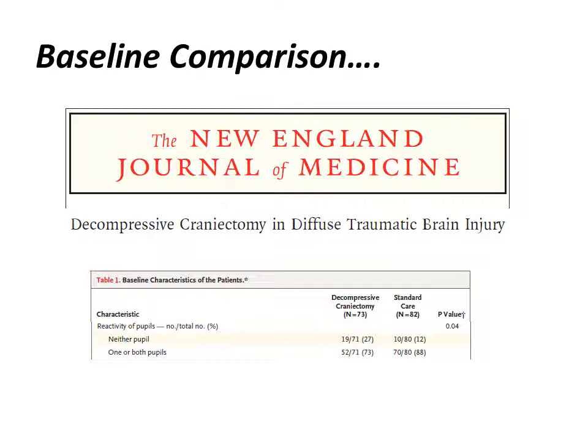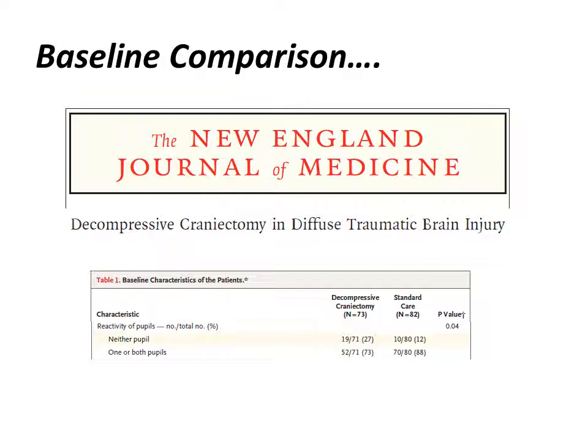So this was a trial of decompressive craniectomy in diffuse traumatic brain injury, which was an Australasian-led trial, and reactivity of pupil was unequally distributed between the two groups with a statistical significance. If you look at it clinically, it produces a mixed and messier picture, but each characteristic on its own is unequally distributed, which is clinically significant.